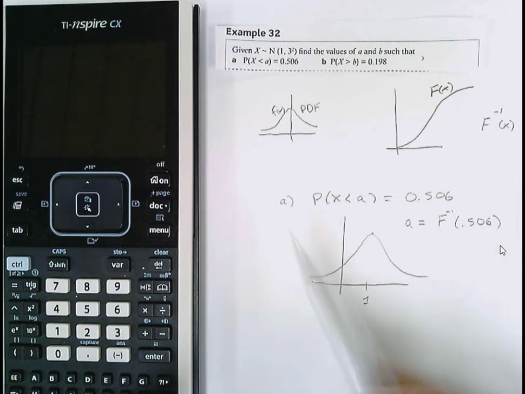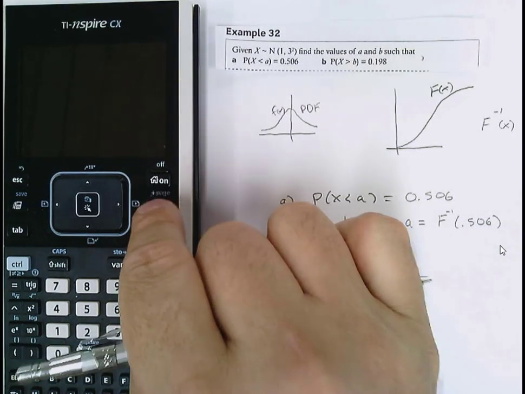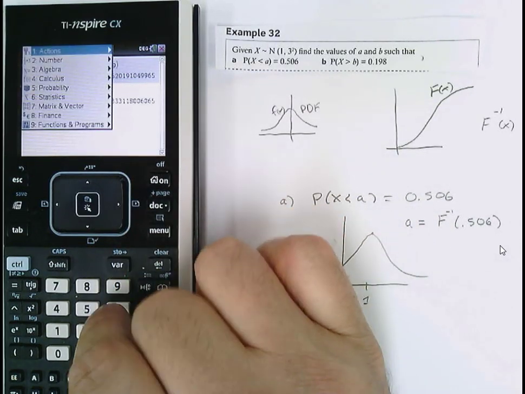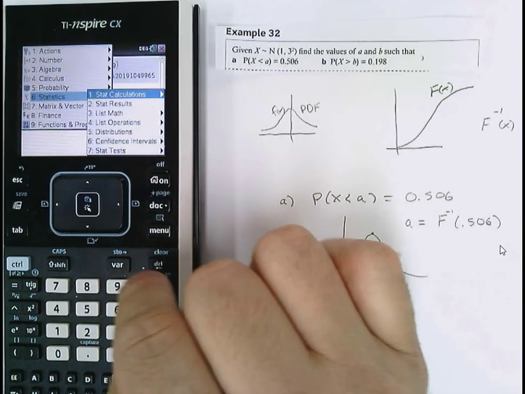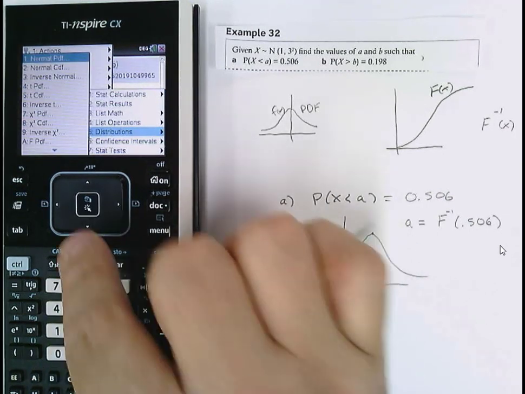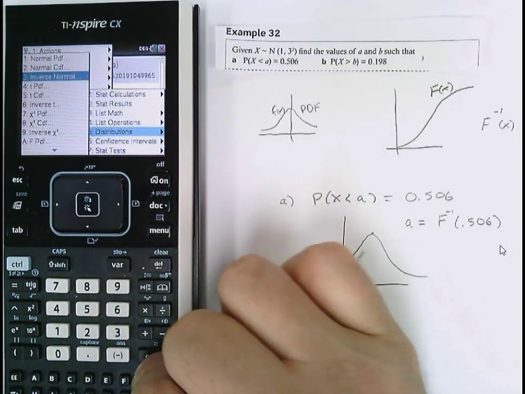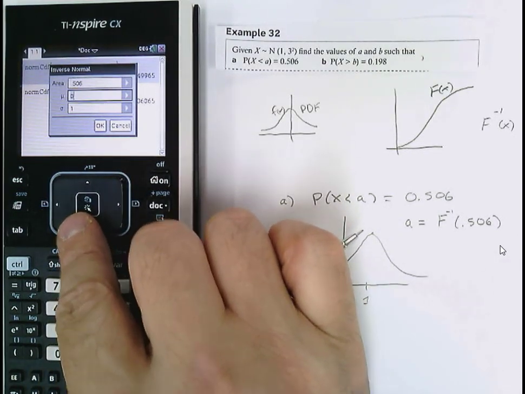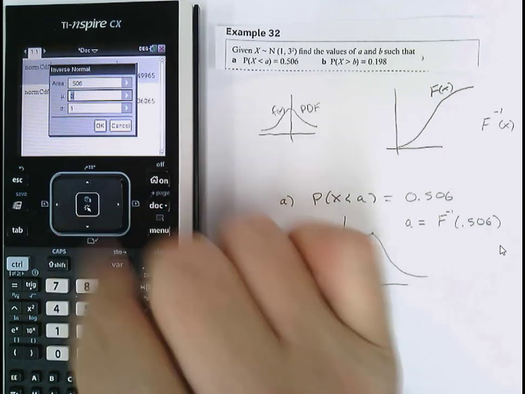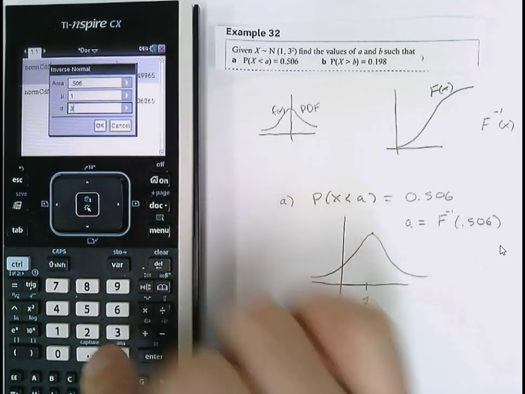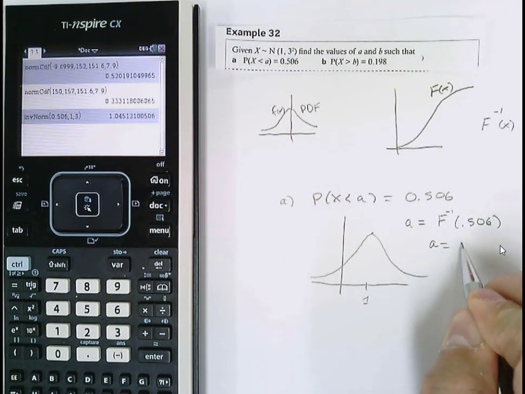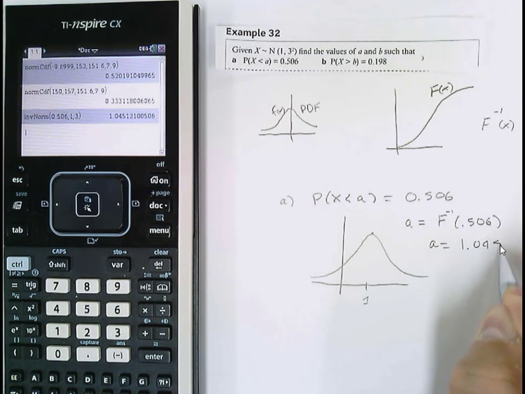Good, and then I can just calculate it using a calculator. So I'm going to go to menu, statistics, distributions 5, and if you look down to 3, there's an inverse normal, and then I can put in my 0.506. This does have a mean of 1, a standard deviation of 3, and I get A to come out to be 1.045, and there you go. So that's what that one is.